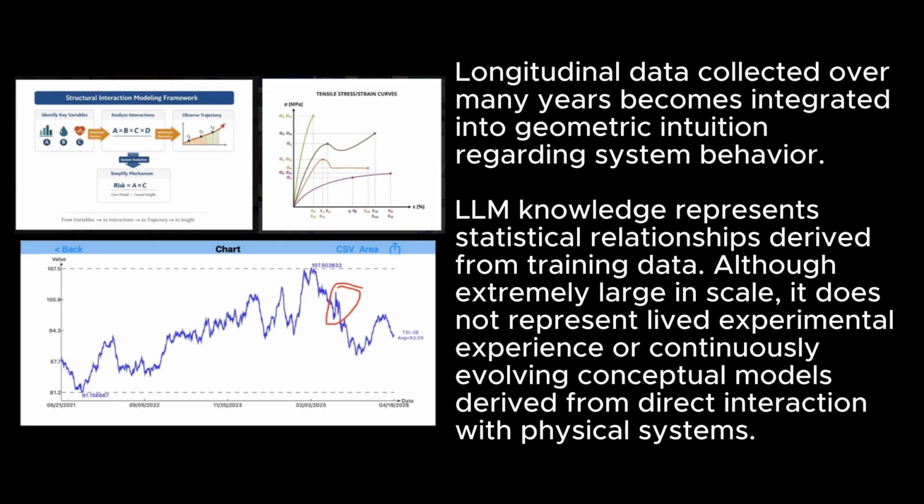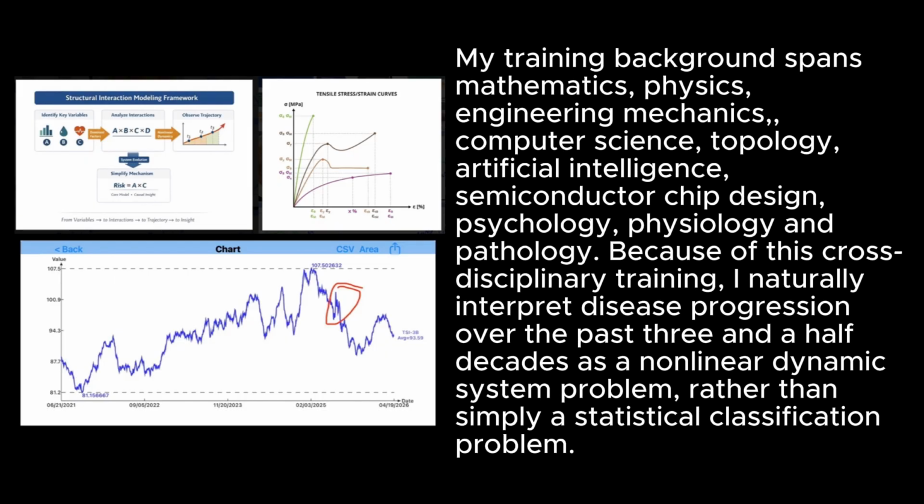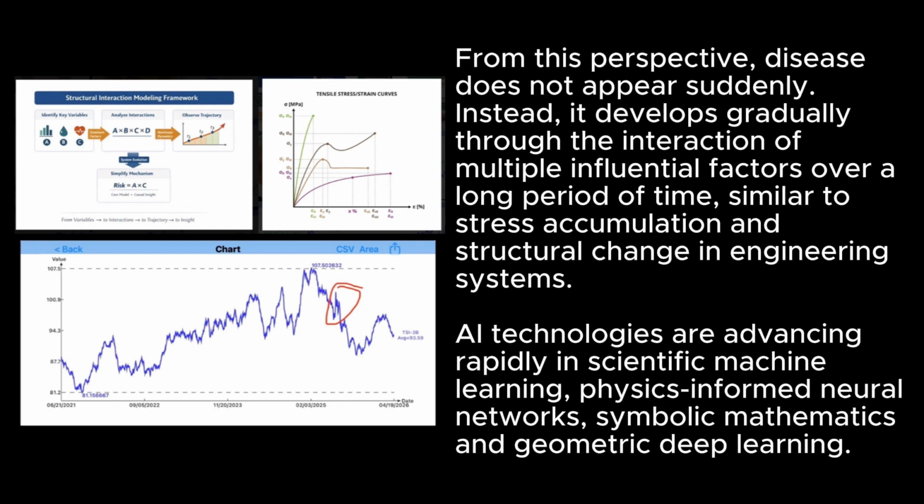interaction with physical systems. My training background spans mathematics, physics, engineering mechanics, computer science, topology, artificial intelligence, semiconductor chip design, psychology, physiology, and pathology. Because of this cross-disciplinary training, I naturally interpret disease progression over the past 3.5 decades as a nonlinear, dynamic system problem, rather than simply a statistical classification problem. From this perspective, disease does not appear suddenly. Instead, it develops gradually through the interaction of multiple influential factors over a long period of time.